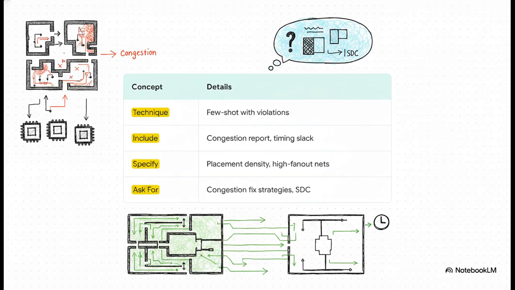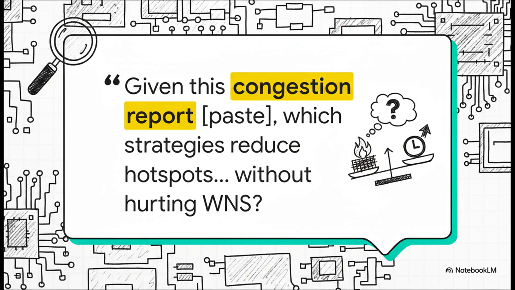Now let's move on to placement and build on that. For placement issues, a really great technique is a few-shot approach using your violation data. What that really means is you're giving the LLM a real-world problem to chew on, like a nasty congestion report or a description of a routing hotspot, and then you ask it for smart advice on how to fix it. So, a prompt could look just like this. You literally paste in that ugly congestion report from your tool, and then you ask a really targeted question. See, you're not just saying, fix my congestion. You're asking it to think about a trade-off. Reduce the hotspots in a specific area, but without hurting my worst negative slack. You're asking it to think like a seasoned engineer.